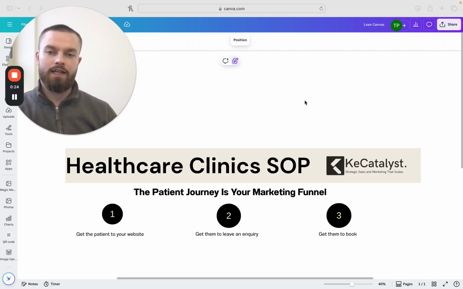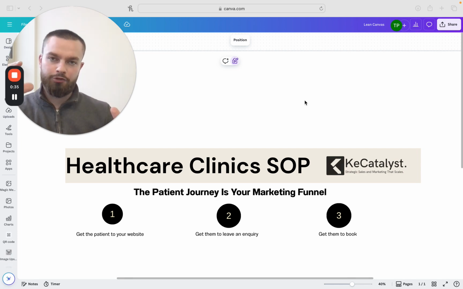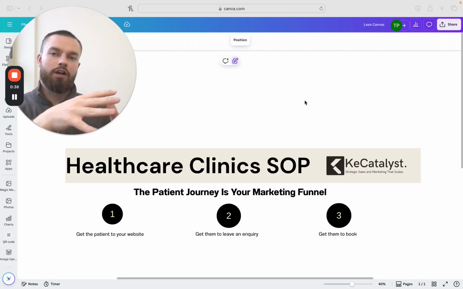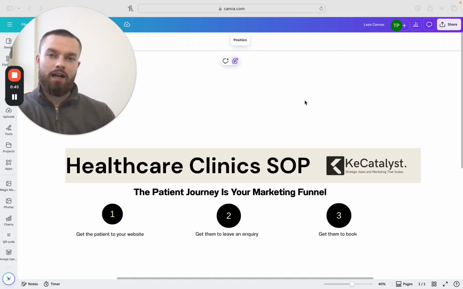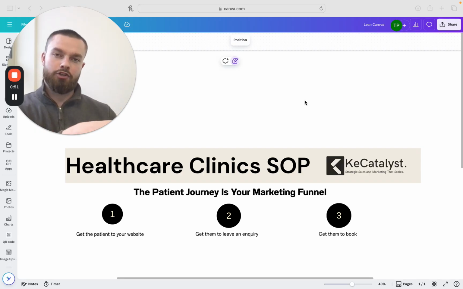So the approach that we take, and this is something that we use in-house as well as when we're talking to clients directly, specifically for healthcare clinics, is that the patient journey is your marketing funnel. So you have to get the patient to your website. You have to get the patient on your website to take an action, make an inquiry, leave their information. And then the third and final part is after they've registered interest and left an inquiry, you need to get them to book in or not book in, but you need to close that circle, and then you need to continuously reopen and restart that circle with new leads that come to your website.